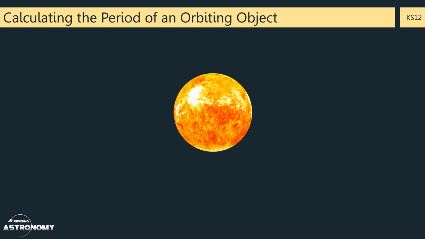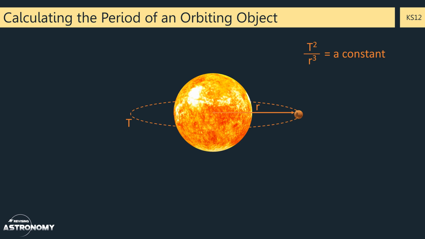Hello, in this video we're going to be looking at the relationship between the radius of a planet and the time it takes to orbit. Kepler worked out that if you take the time it takes for an object to orbit, in this example Mars, and then you square that value and then divide it by the radius of the object cubed, then you get a constant.